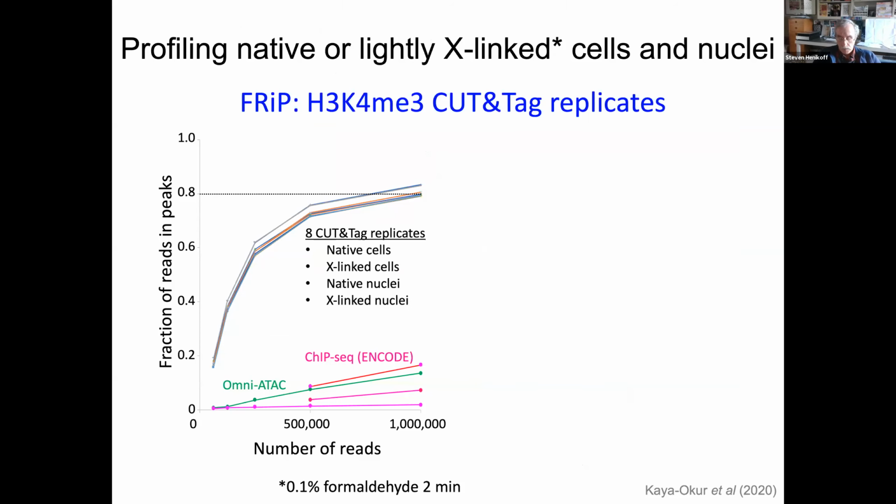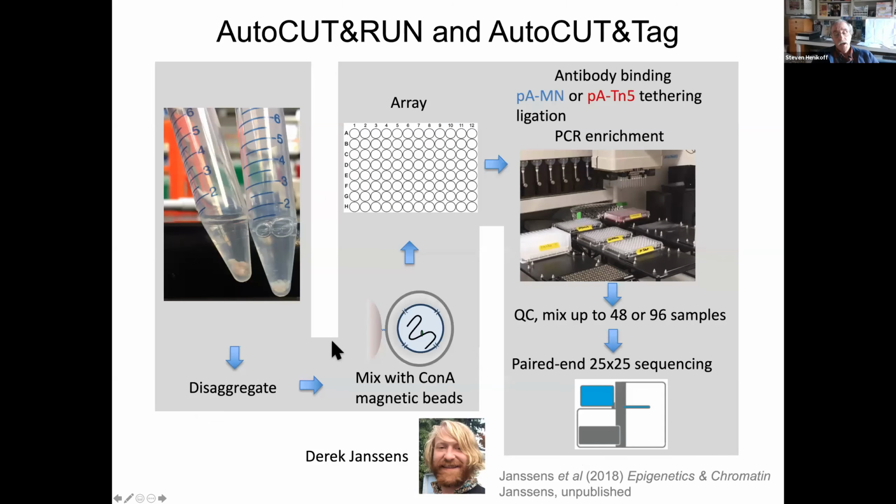Now, because of the simplicity of the method, Derek Janssens, a postdoc in the lab, has also modified it for automation, following pretty much the same procedure that he introduced for AutoCUT&RUN. And this shows AutoCUT&RUN where we've disaggregated tumor samples. It can be done in cells or tumor samples or nuclei, mixed with magnetic beads arrayed in 96-well format, and then run the whole thing on the robot. And what Derek's been able to do is to do AutoCUT&Tag, and that has a few advantages over AutoCUT&RUN.